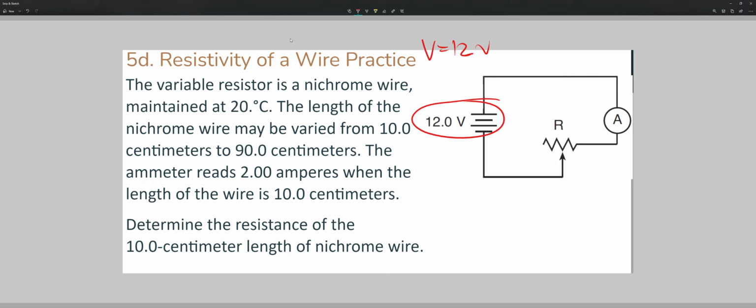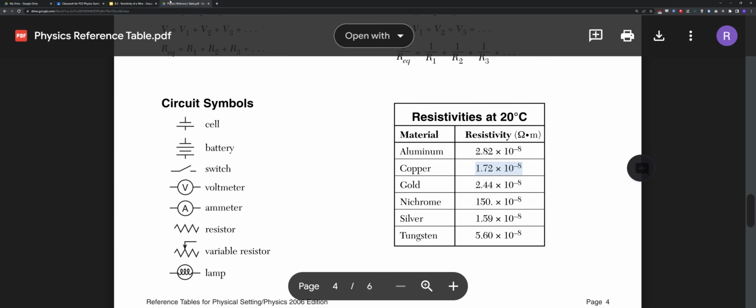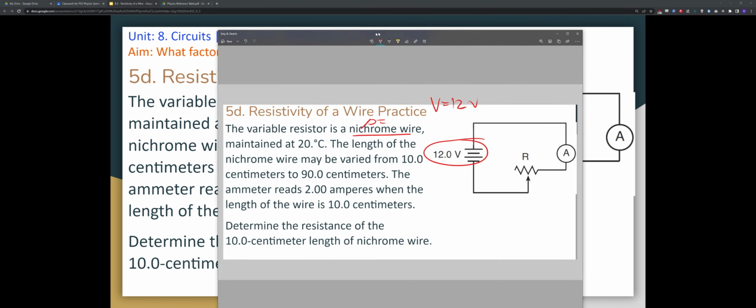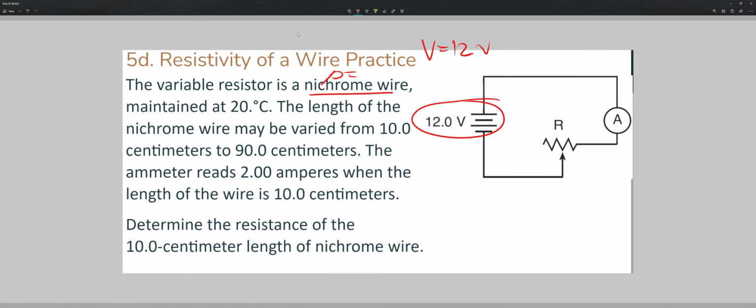The variable resistor is a nichrome wire. So a nichrome wire has a resistivity of 150 times 10 to the negative 8 ohms times meter and is maintained at 20 degrees Celsius. The length of this wire may be varied from 10 centimeters to 90 centimeters. And the ammeter here reads 2 amperes. So you have an electric current of 2 amperes.